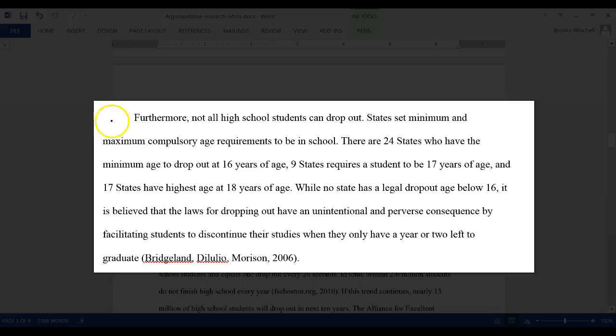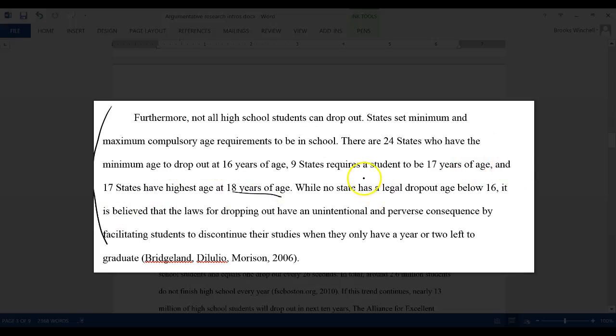And then here in the next paragraph, she moves on to talk a little bit about the laws. Furthermore, not all high school students can drop out. States set minimum and maximum compulsory age requirements to be in school. There are 24 states who have the minimum dropout age at 16 years of age. 9 states require a student to be 17 years of age, and 17 states have the highest at 18 years of age.